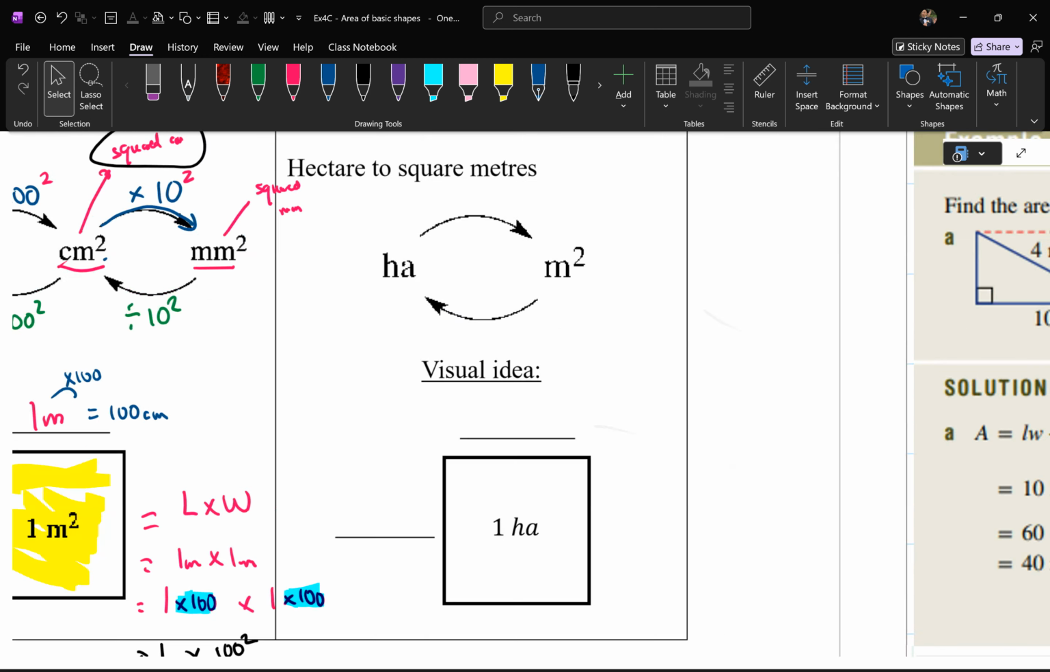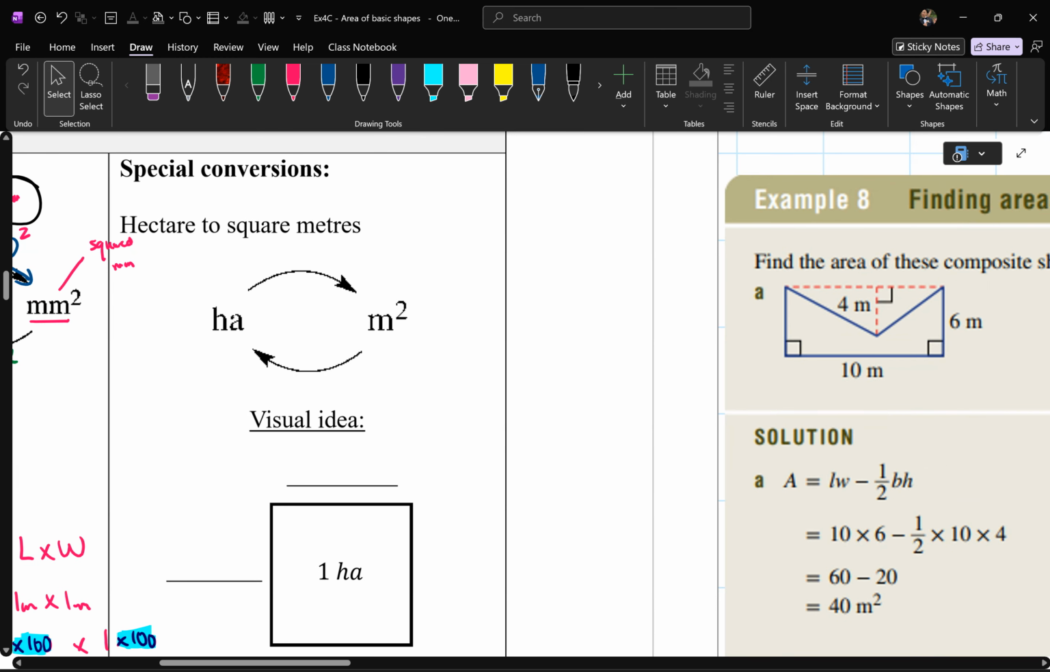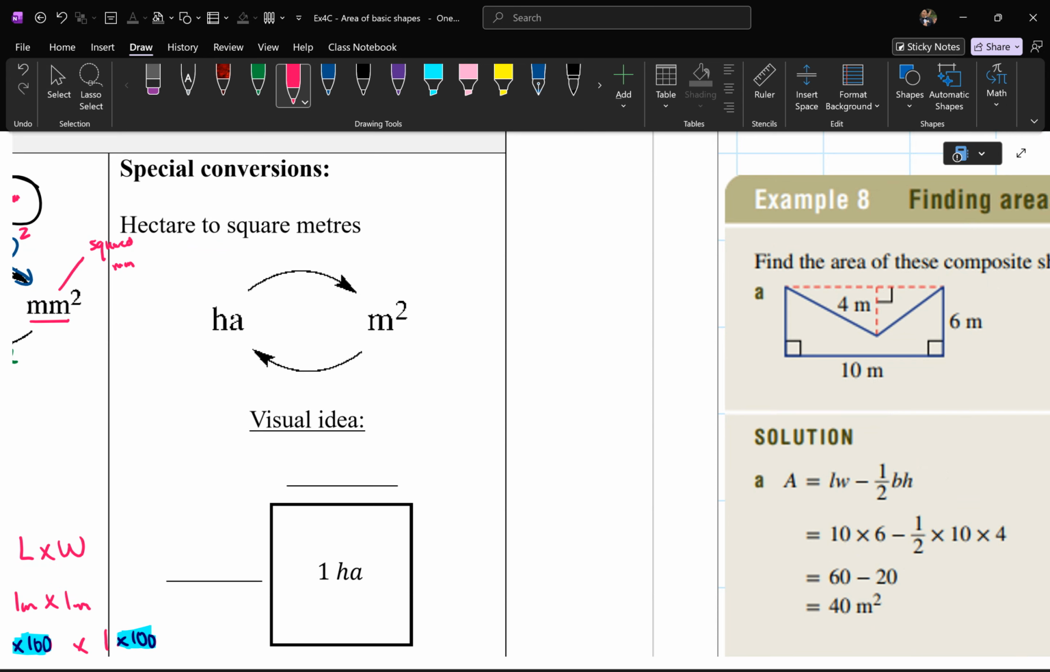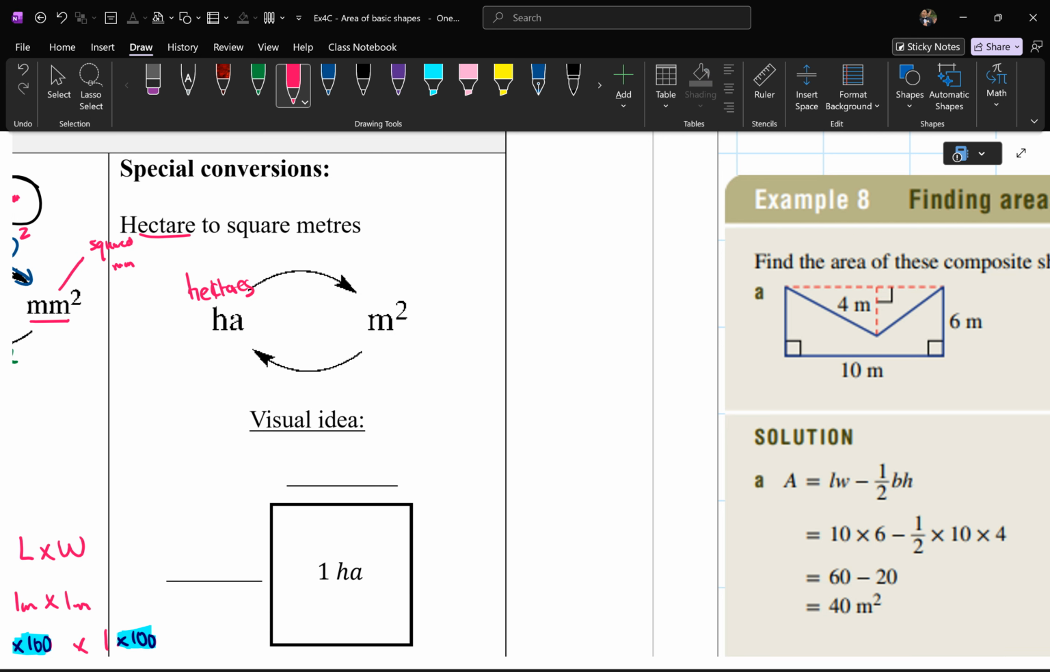Yeah? And another one that you might see if you ever buy a house, or actually you're very unlikely to see unless you're very rich. HA, what does that mean? Hectares. Actually, I wrote it there. Hectares to square meters. Anyone know what 1 hectare is in terms of square meters? Ooh, just a few more zeros. One more? 10,000.